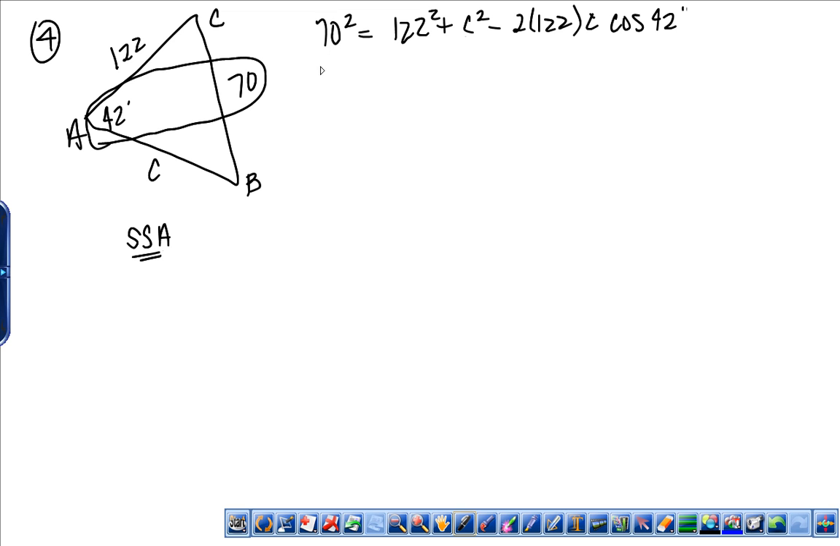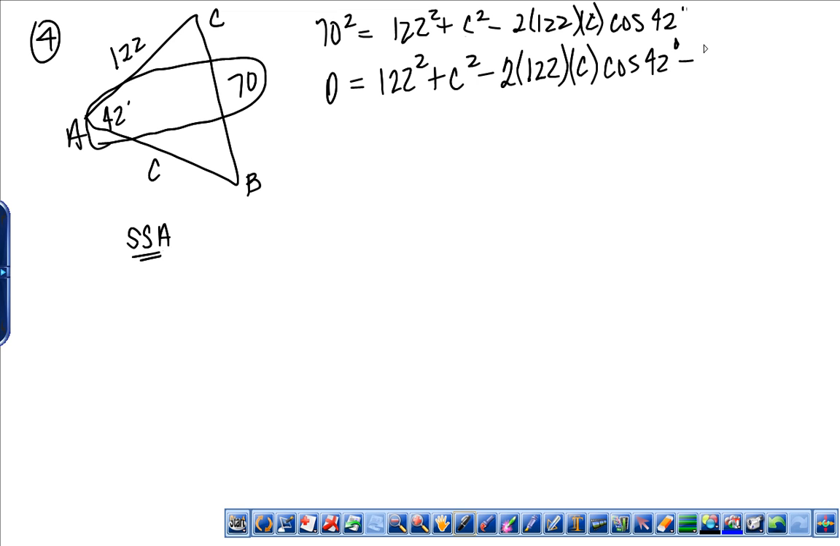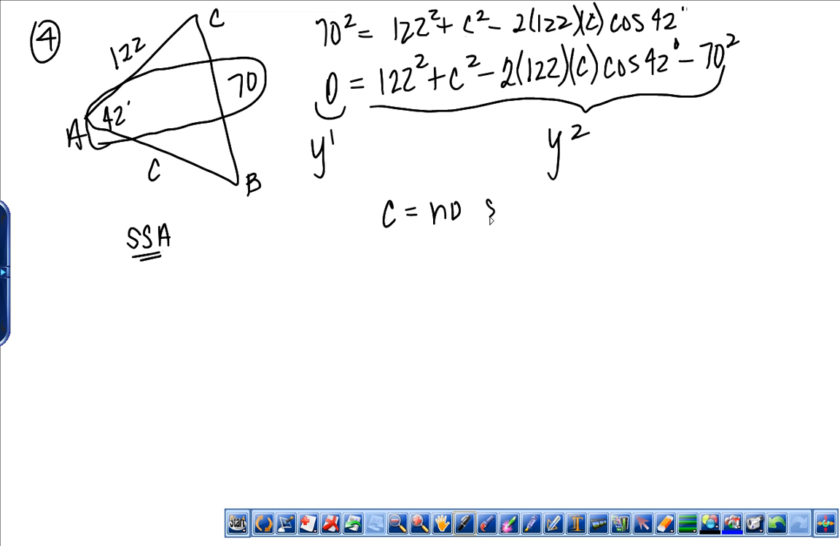Again, I'm going to solve for 0, so 0 is equal to 122 squared plus C squared minus, and I don't ever start multiplying because then you start messing up things when you do, times the C, put that in parentheses, cosine of 42 degrees, and then I'm going to subtract the 70 squared. Okay, so this is y1, and this is y2. And it looks like no matter what we do, we're not touching the x-axis, so therefore we have no roots. So therefore C has no solution.